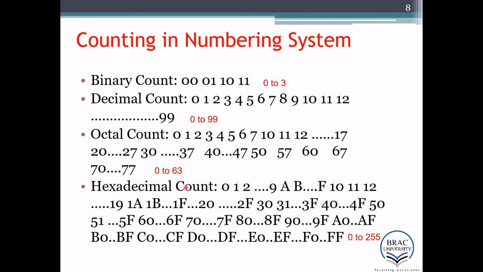In octal you have 0 to 63: 0 1 2 3 4 5 6 7, then 10. So 0 to 7 is 8 values, so let's say it's octal. There is no 8 and 9, right? It's going to 10 and goes on. For hexadecimal it is 0 to 9, then 10 is A, 11 is B, and it goes on up to F, which is 15, right? And it keeps going on something like that. So there will be total 0 to 255.